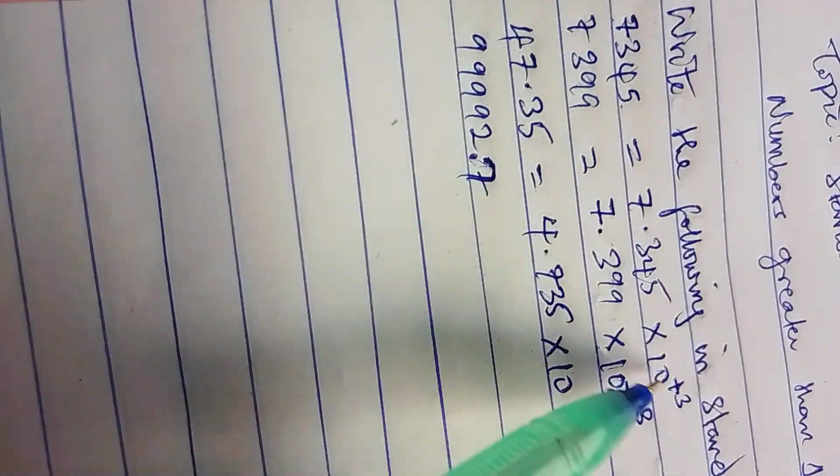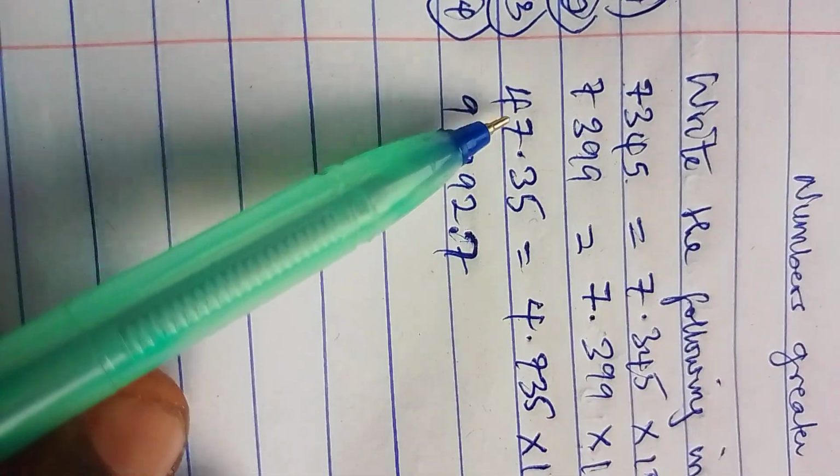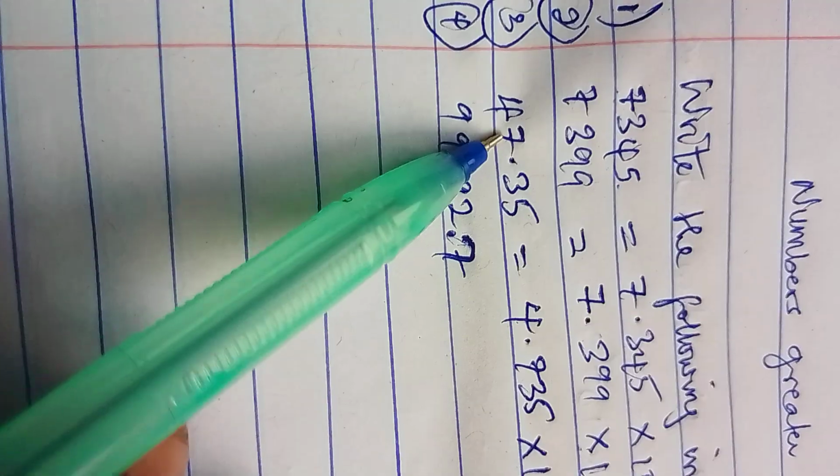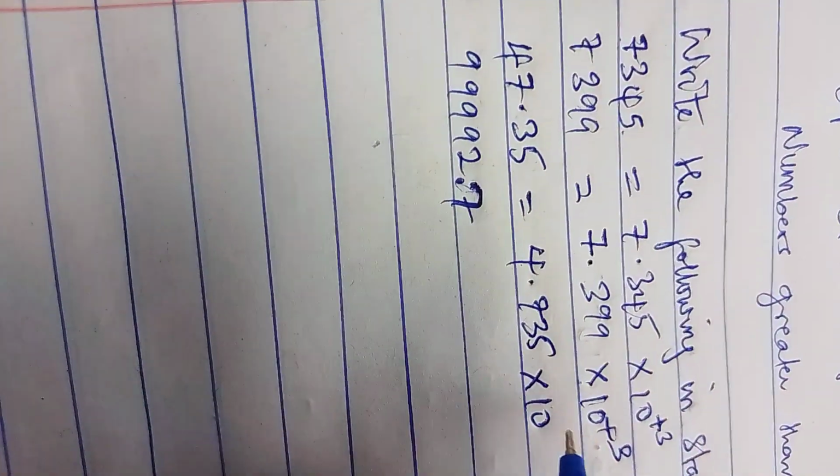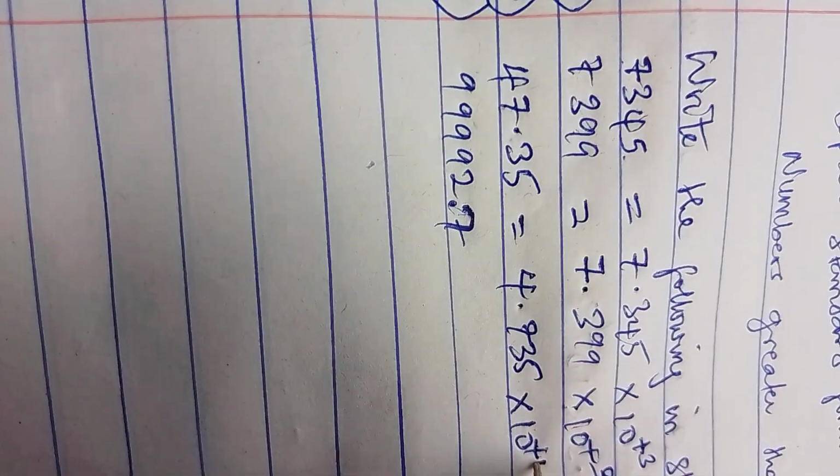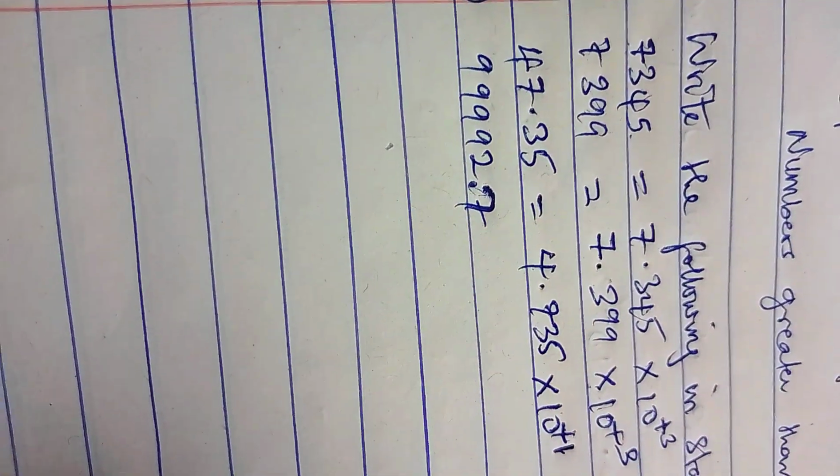Now, coming back here, what do you do? All we need to do is take the number before the decimal point. So how many numbers can you see before the decimal point? 1. So our answer is 10 raised to power 1.